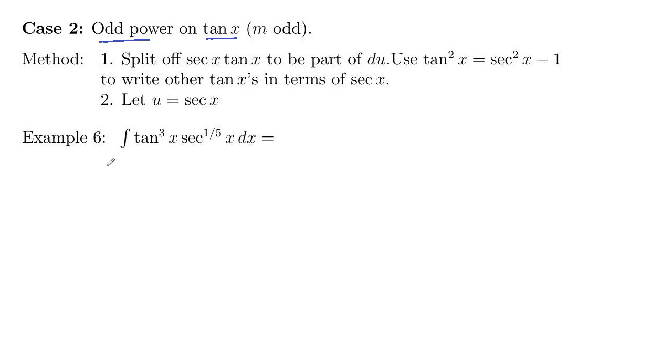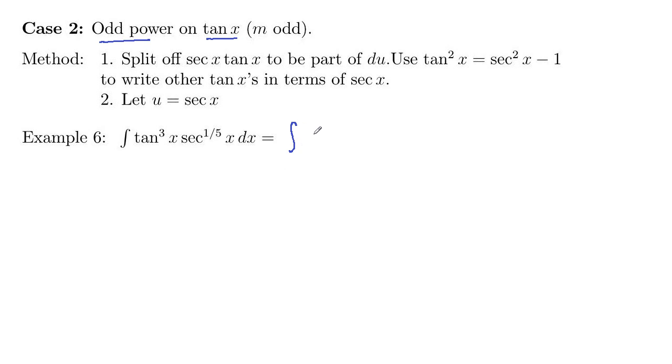So for example, in example 6, we are integrating tan cubed secant 1/5 x dx. So I got an odd tangent. I don't have an odd secant. I want to split off a secant tangent. I don't have a whole secant here. I've only got a 1/5 power. Well, I need to do a little bit of algebra here.